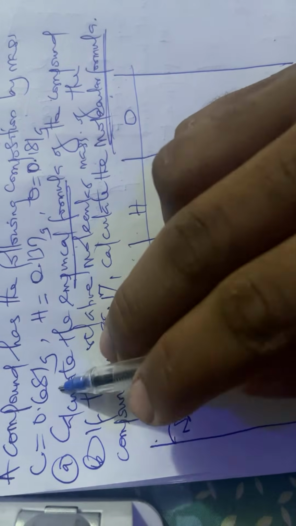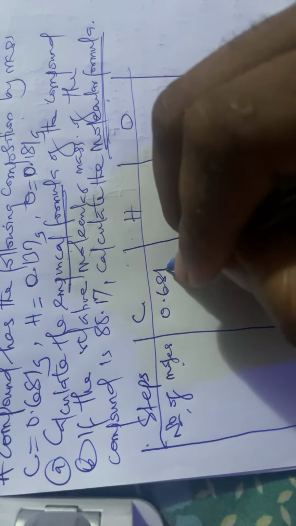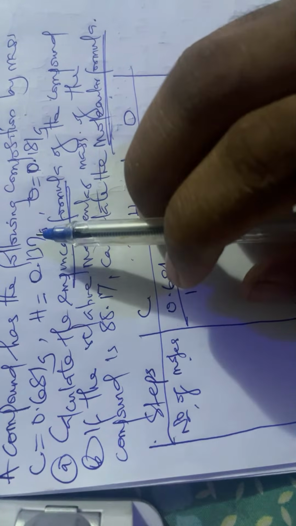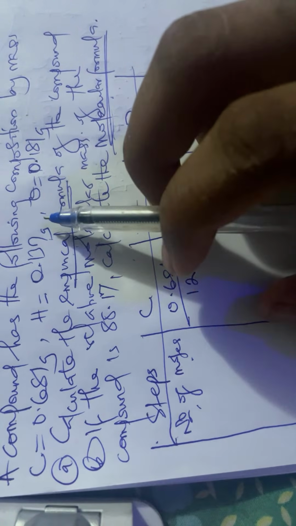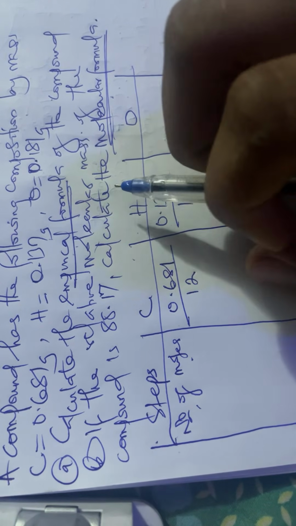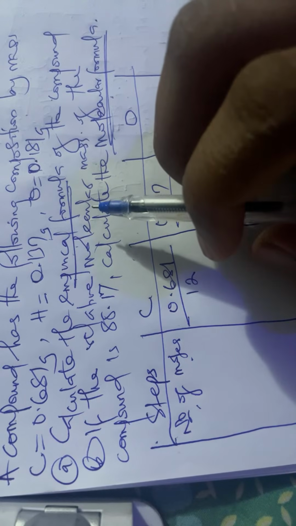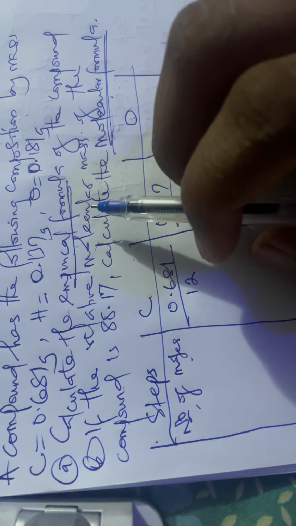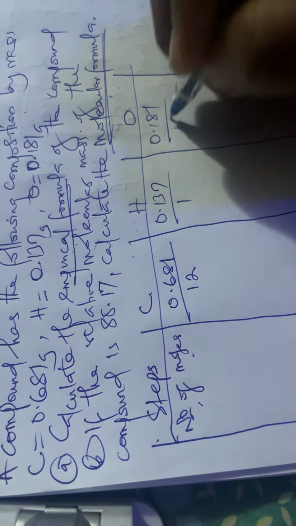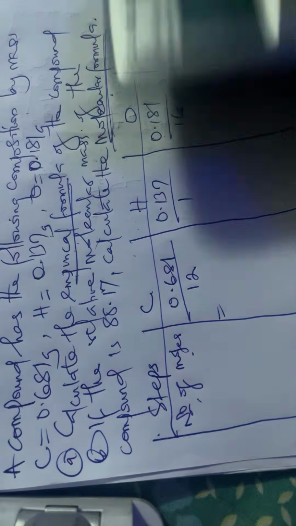What's the mass here? Mass of carbon is 0.681. Molar mass of carbon is 12. Mass of hydrogen here is 0.137. If you look, they use actual masses here. In the previous exercise we solved, they used percentage by mass, and I told you that they are the same thing. So if you're given percentage by mass, just use it and divide by the molar mass. If you're given mass, just use it as well. All right, so then 0.181 divided by the oxygen, which is 16, right?